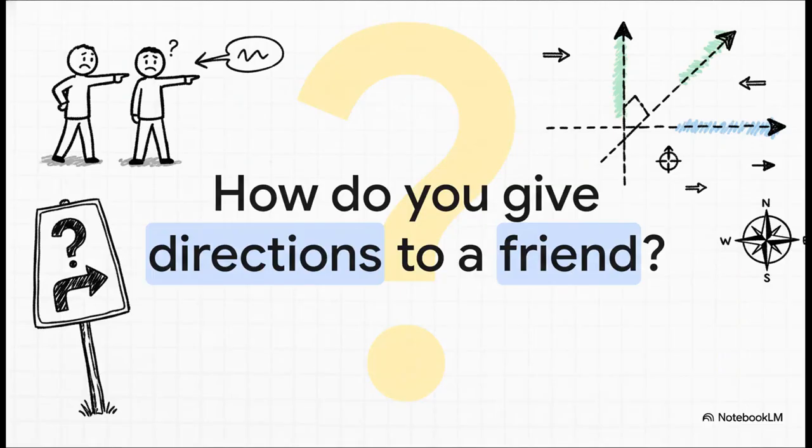So let's just start with a super simple question. If a friend asks for directions, what do you tell them? You might just point and say, oh, it's about 50 kilometers that way. I mean, it's intuitive, sure, but it's also incredibly vague. "That way" isn't exactly precise, is it? And that right there, that's the exact problem vectors were invented to solve.